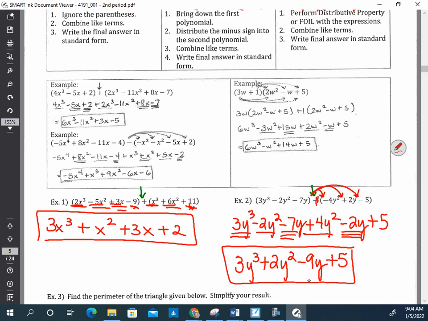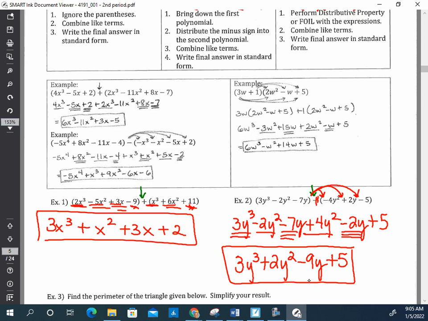Notice that I always start with the biggest exponent. Why do you think I would want to start with the biggest exponent? Because it's supposed to be in standard form. If you start with the biggest exponent and work your way down, then your answer is already going to be in standard form. You already took care of it. Again, I want to work smarter, not harder.